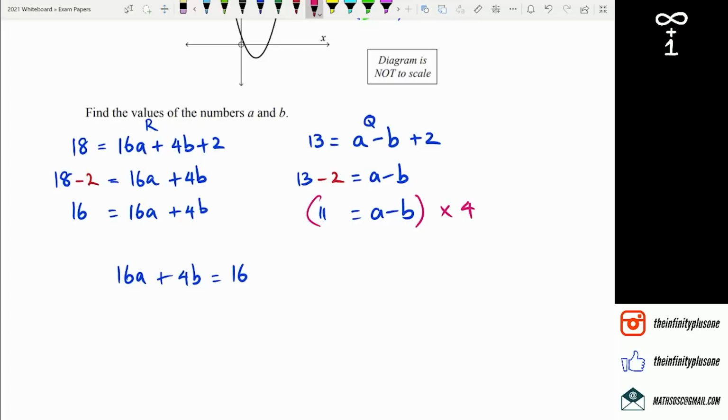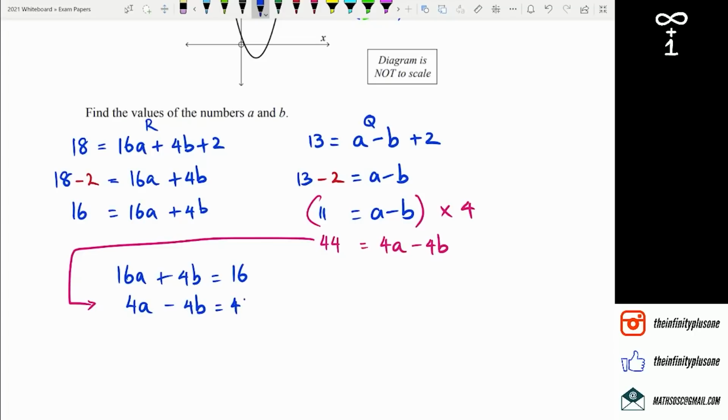So you've got 11 times 4 is 44. a times 4 is 4a. And negative b times 4 is negative 4b. So I'm going to copy this equation into here, and I'm going to rewrite this now as 4a minus 4b equals 44.